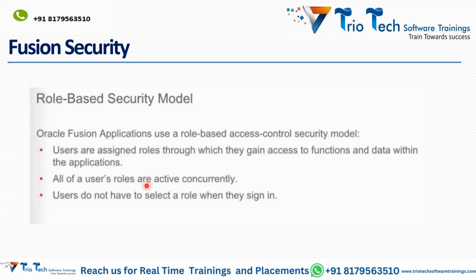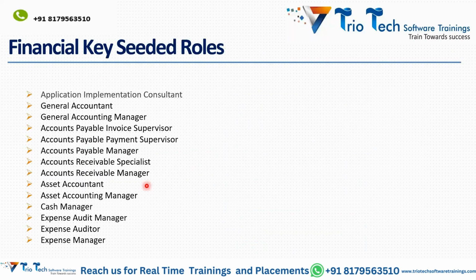All the user roles are active concurrently. Now, just to give you some details, the application has some seeded roles, or some predefined roles, right? Seeded means predefined, which is already available in the system. So module-wise predefined roles are there in the system. General accountant, accounting manager, and on payables you have an invoice related part, a payment related part, a manager related part. All these roles are already predefined in the system, so you have to choose the correct role from the system, and then accordingly assign it to your user.